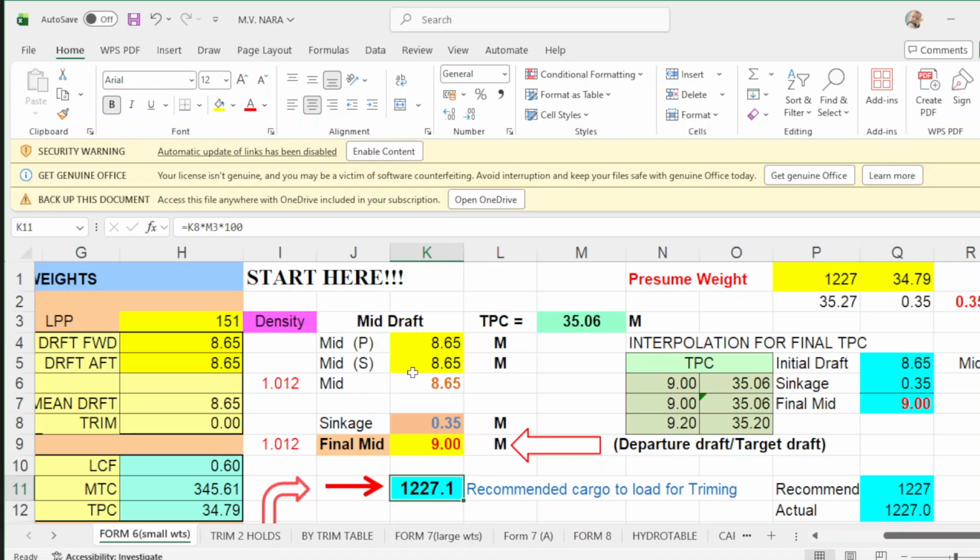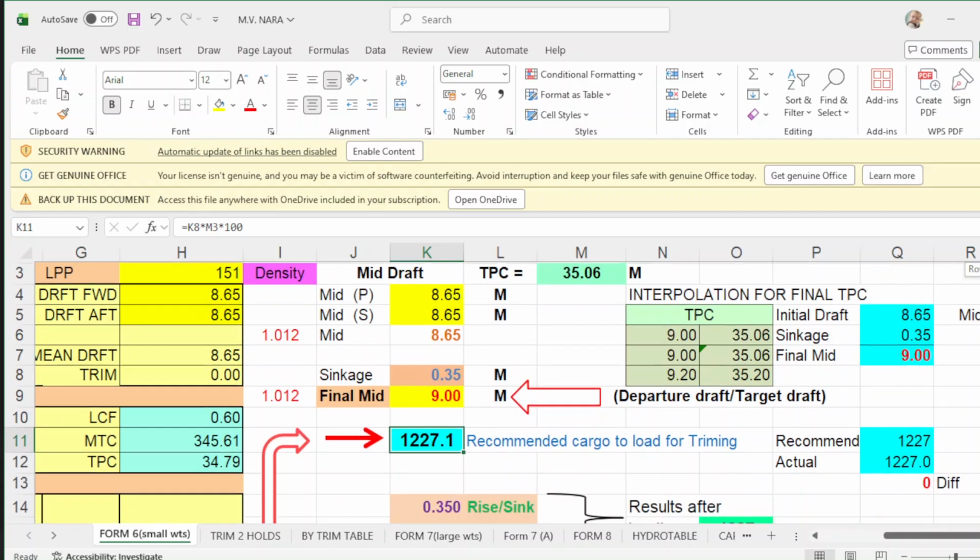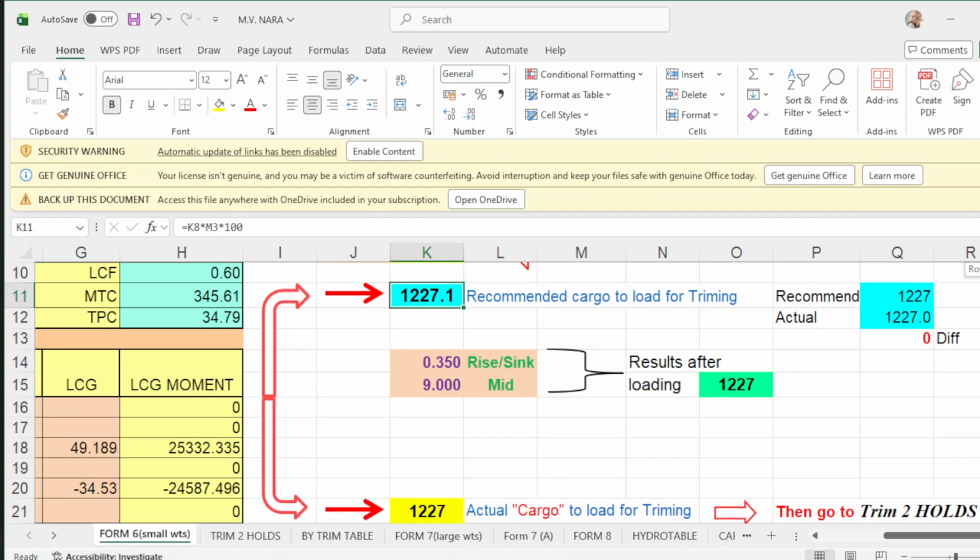So this is your mid of 8.65 plus your sinkage of 0.35. Then your final mid will be 9.0 meters, which is the same here. So the recommended cargo to load is 1227. Then you put the actual, follow this arrow, then your actual loading for trimming is 1227.